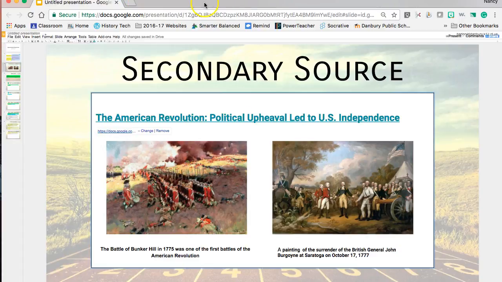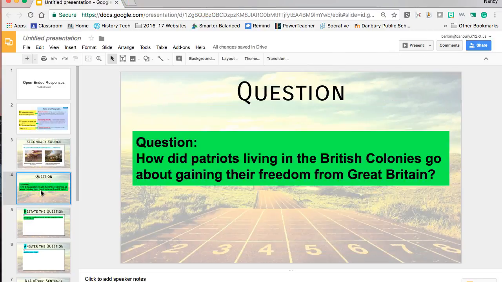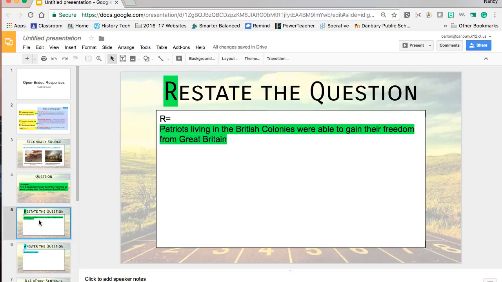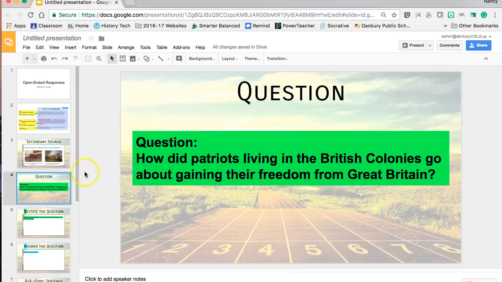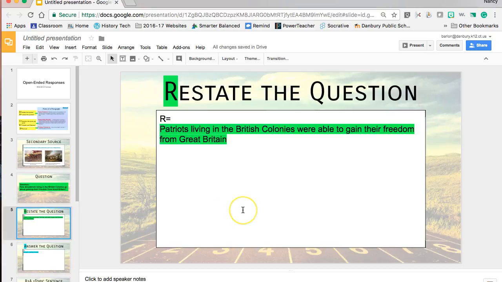I don't know if you remember that, but anyway, so if we go to the question that I asked you, how did patriots living in the British colonies go about gaining their freedom from Great Britain? In order to create initially the topic sentence, you need to restate the question, or TTQA, turn the question around, whatever it may be. It's our R. So I went back to the question, how did the patriots living in the British colonies go about gaining their freedom? And I wrote, patriots living in the British colonies were able to gain their freedom from Great Britain. And that's your first part of your topic sentence.